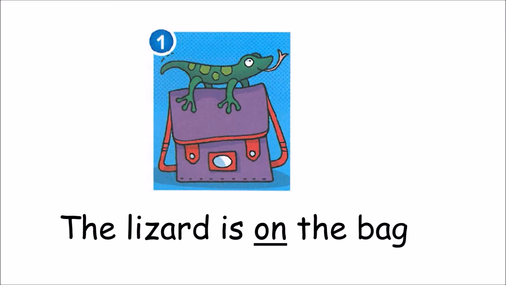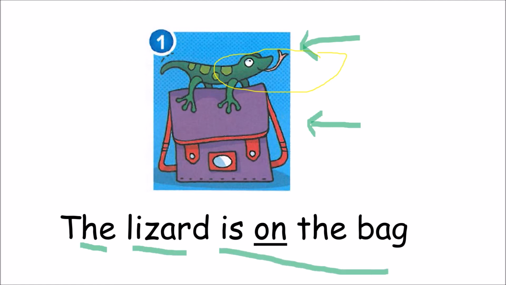First, you can see the lizard here. Very naughty lizard. The lizard is on the back. The lizard, this is the lizard, and this is the back. The lizard is on the back. See? You can see the lizard is on the back. Number 2.